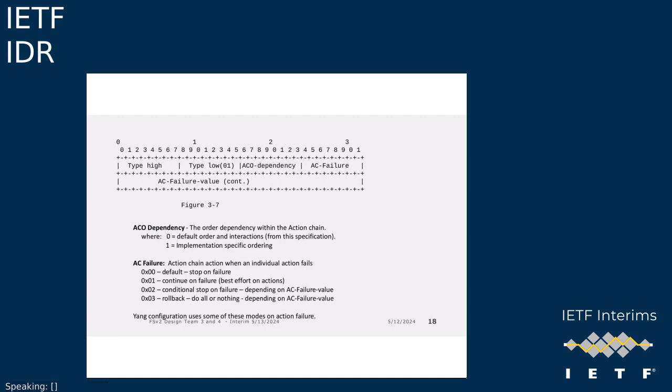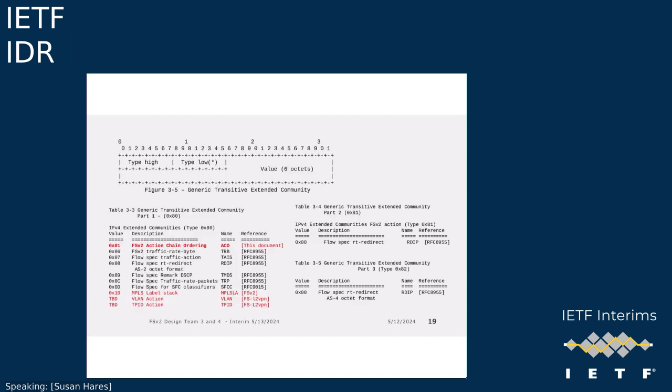Just a minute, let me go back. I think I've gotten to the right spec here. If you use a default ordering, say I have a traffic rate byte action plus a redirect plus a remark, I'm going to order the actions that might be added to a particular filter. Remember, these communities might be added to a whole group of filters in the LRI. I'm going to order the actions deterministically by number. That's the default actions. The implementation might have a knob to say, I propose one versus the other.